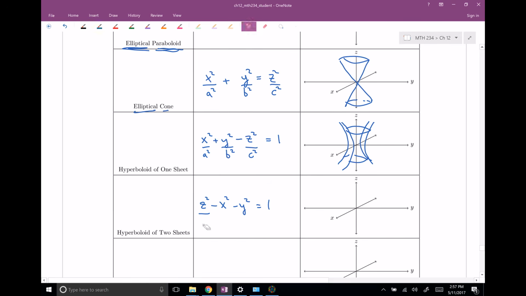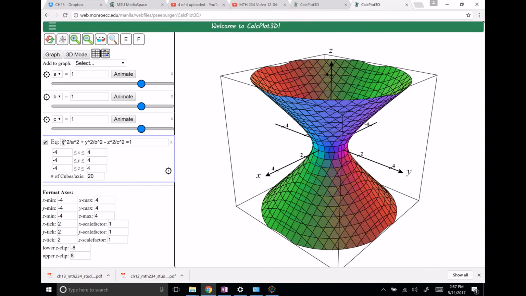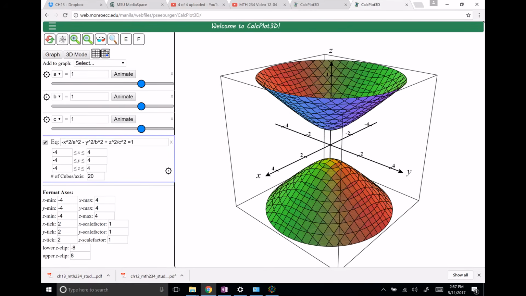Let me keep this a little bit constant here. I'll use c with the z's, a's with the x's, and b's with the y's. So, hyperboloid of two sheets. The x's had a minus in front of them, and the y's had a minus in front of them, but the z's were plus. So this one has two minus signs, right? And oh, now it's completely split.